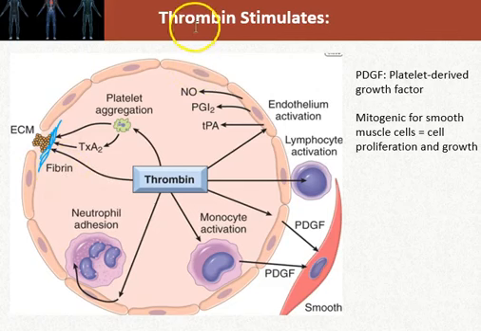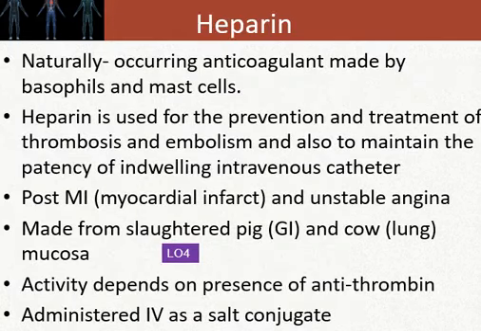Likewise, once thrombin, which we said was factor 2, is activated via factor 10A, thrombin can also influence other coagulation factors. It can activate them. This is outside of this slide as well. Heparin is actually a naturally occurring anticoagulant. It's made by a whole host of immune cells, basophils and mast cells specifically. We can use heparin for the prevention and treatment of thromboses and embolisms, and also to maintain the patency, meaning the openness, of IV catheters.